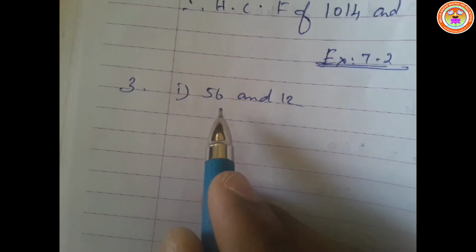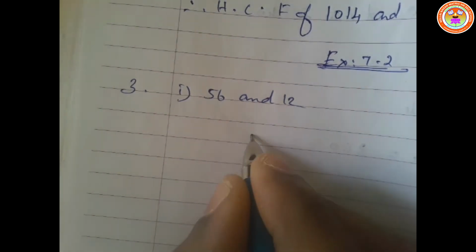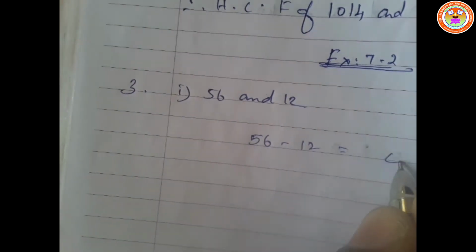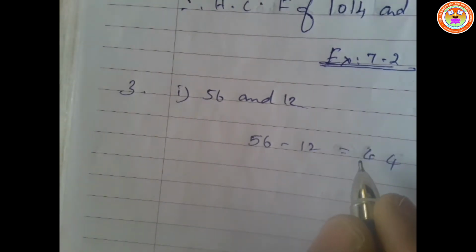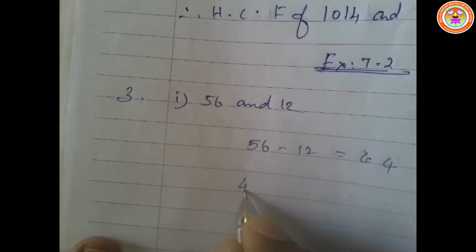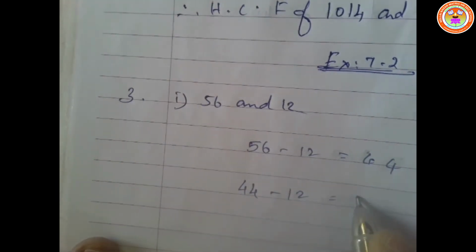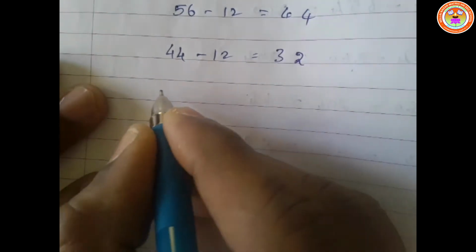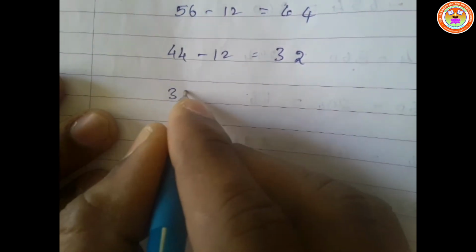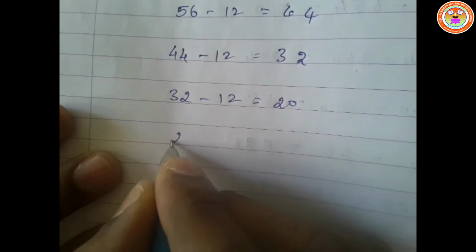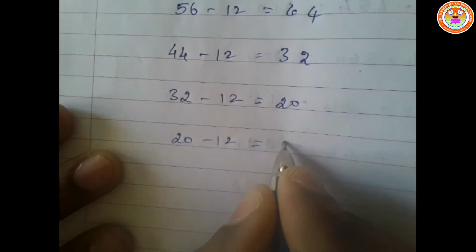So here the first subdivision is 56 and 12. So do it by subtraction method. 56 minus 12. If you subtract it, you will get 44. So again, you compare these two numbers, which is bigger. 44 is the bigger, minus 12. So subtract it, you will get 32. Then again, among these two numbers, the bigger number is 32 and subtract it with 12, you will get 20. So 20 minus 12, you will get 8.